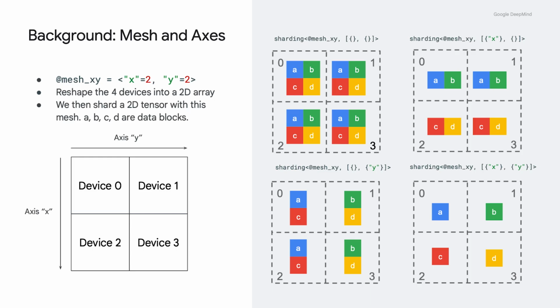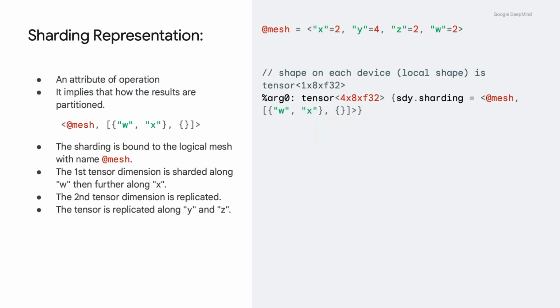Similarly, if we partition the second dimension along Y, we partition the tensor along the second dimension, and the first device will get the data blocks A and C. We can also combine these two shardings, partitioning the first dimension along X and the second dimension along Y. Then each device will get a quarter of the original tensor. With that background, we can dive into the sharding implementation here.